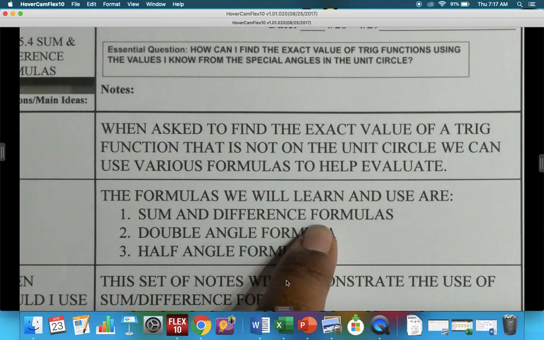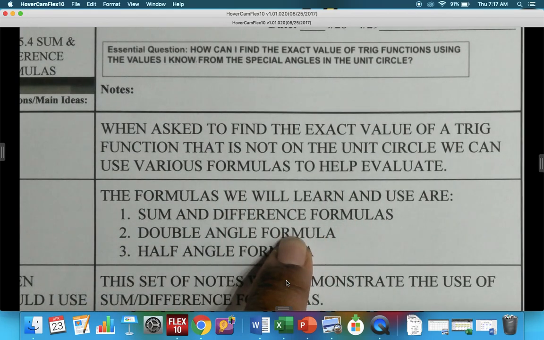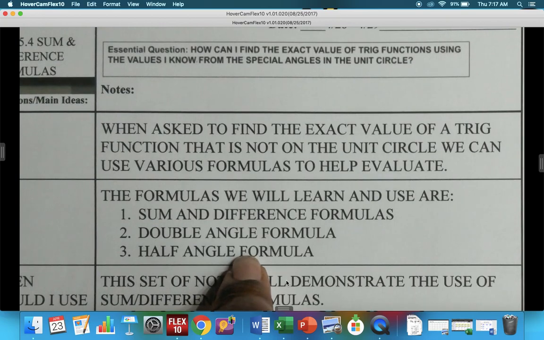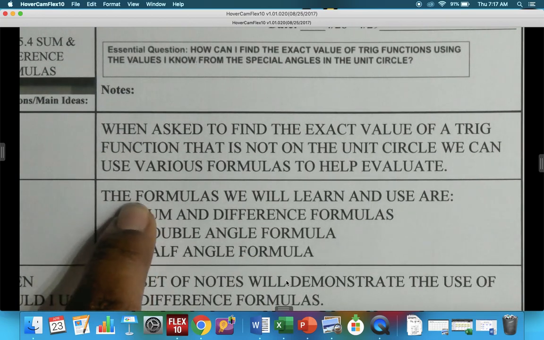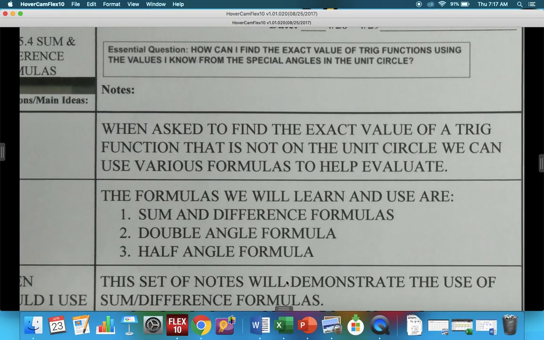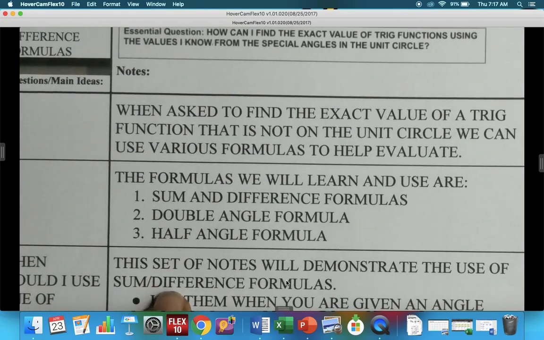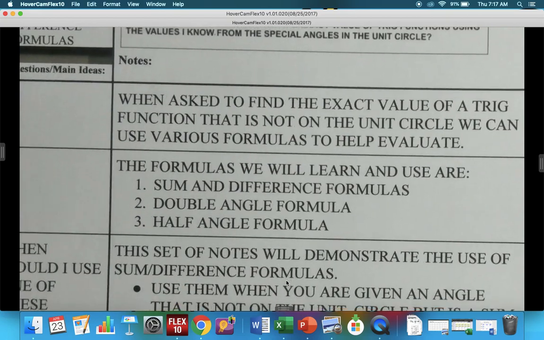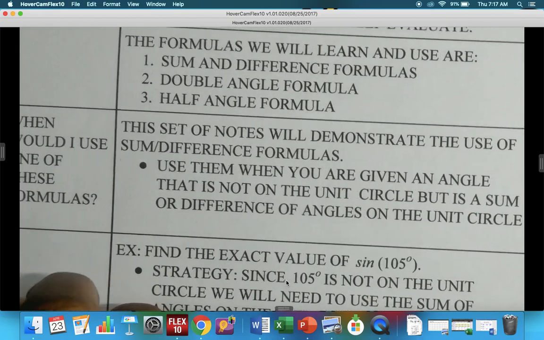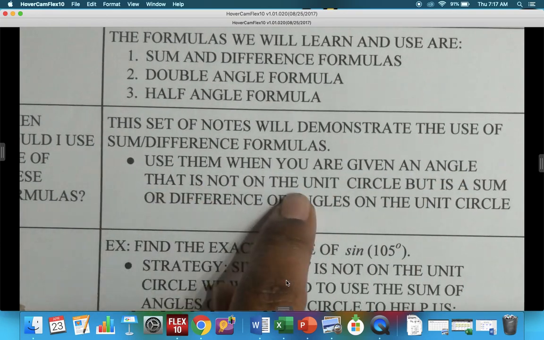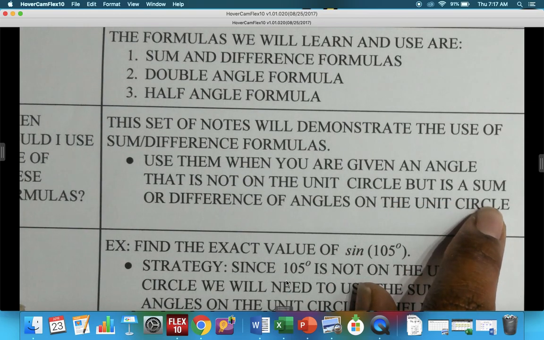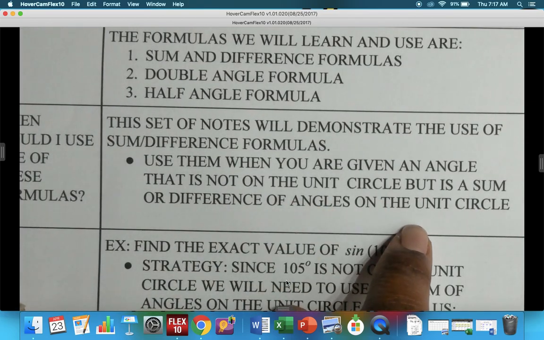We can use a sum and difference formula, double angle formulas, half angle formulas. There are actually quite a few more, but these are the three types that we'll go over. Today we're looking at the sum and difference formula. So when do we use these formulas? We use them when we're given an angle that's not on the unit circle, but maybe it's a sum or a difference of angles that are on the unit circle.